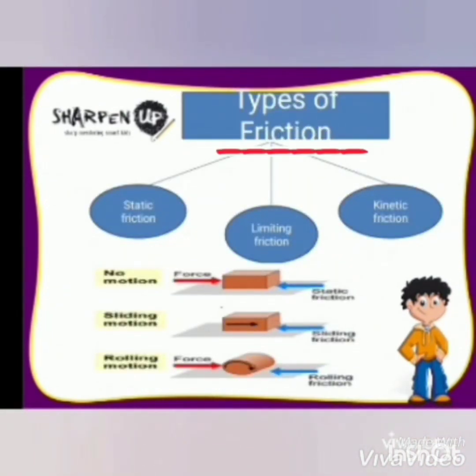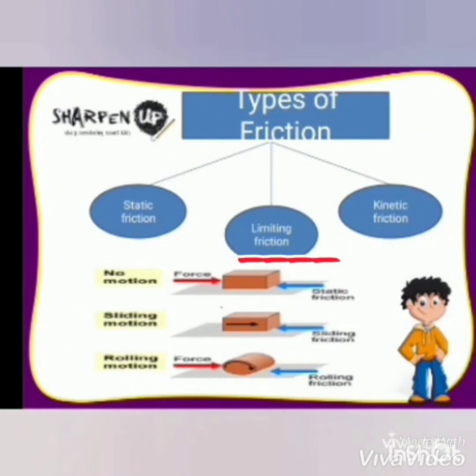Types of friction. Mainly we have three types of friction: static friction, limiting friction, and kinetic friction. Static friction, the opposing force that comes into play when one body tends to move over the surface of another but the actual motion has not started, is called static friction.